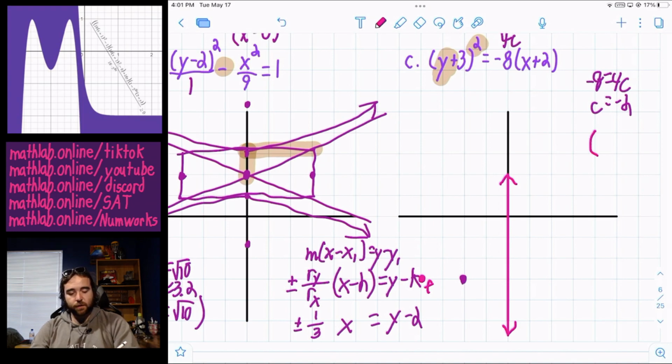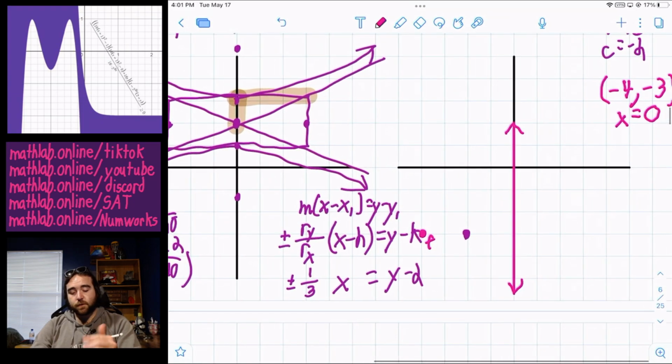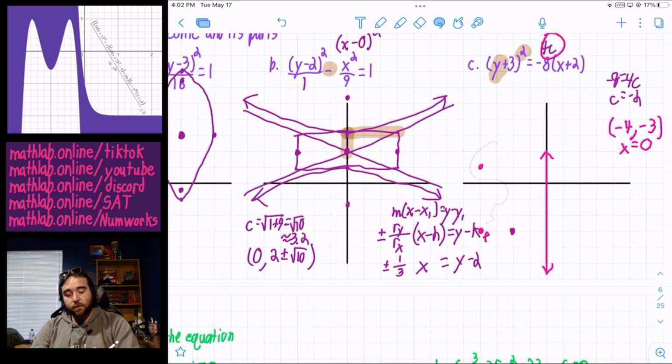The coordinates of the focus is -4, -3. The equation of the directrix is x equals 0. And then we got the latus rectum. The latus rectum is just 4c long. So you're just going to go from the focus up 4, and readjust a little so that we can fit.